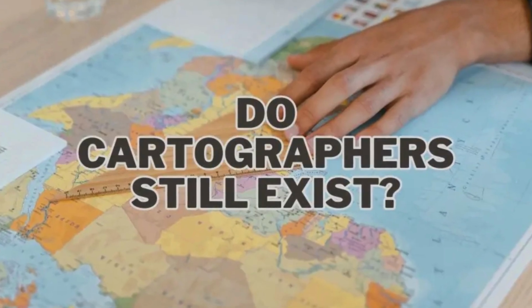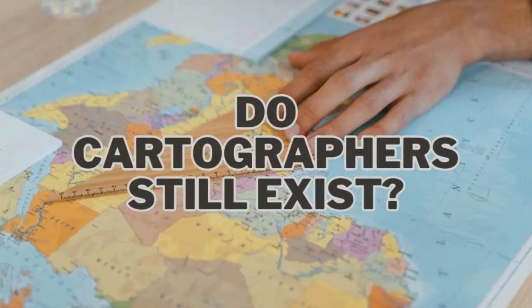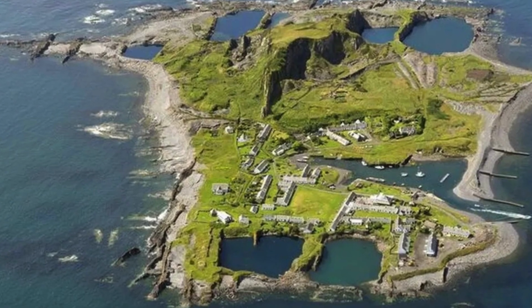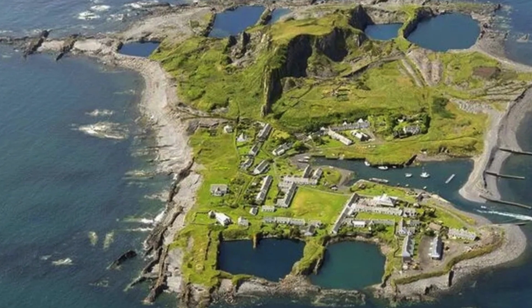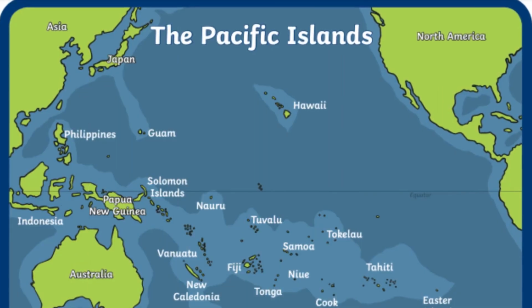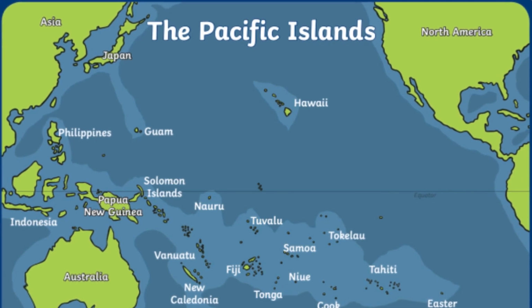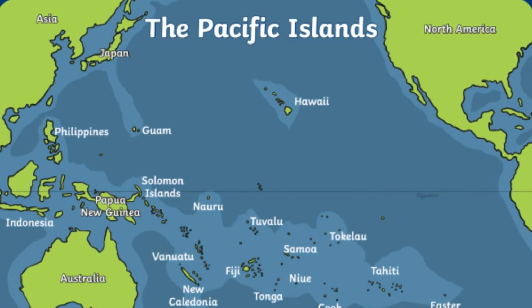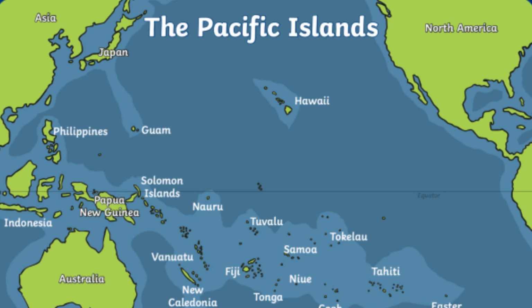To make maps more readable, cartographers often simplify complex geographical features. This can lead to the omission of smaller islands, minor roads, or detailed terrain features. For example, small islands in the Pacific might be omitted on a world map to avoid clutter.